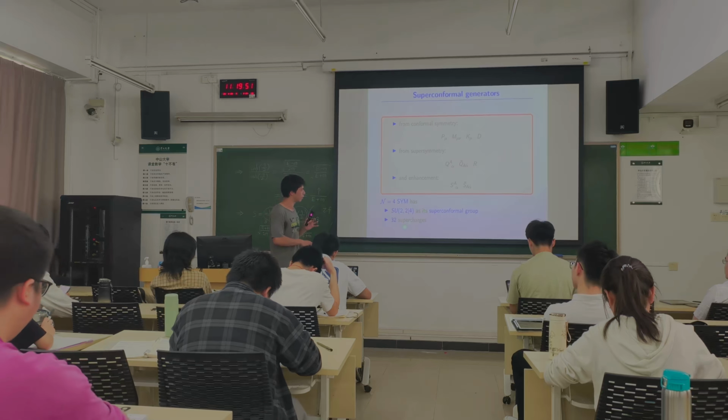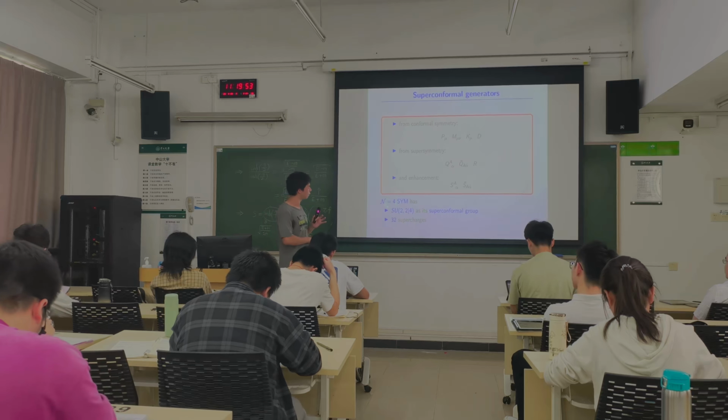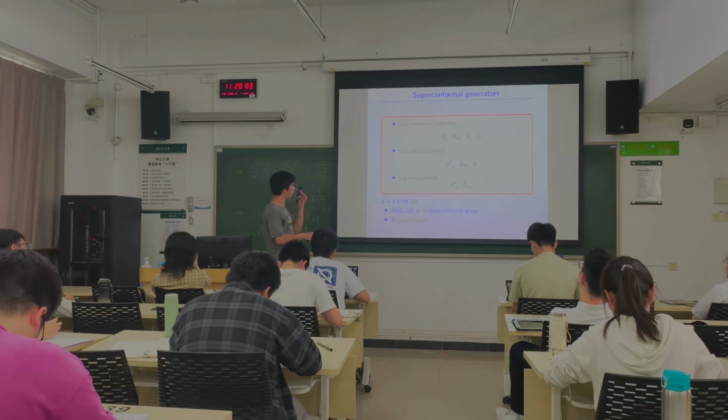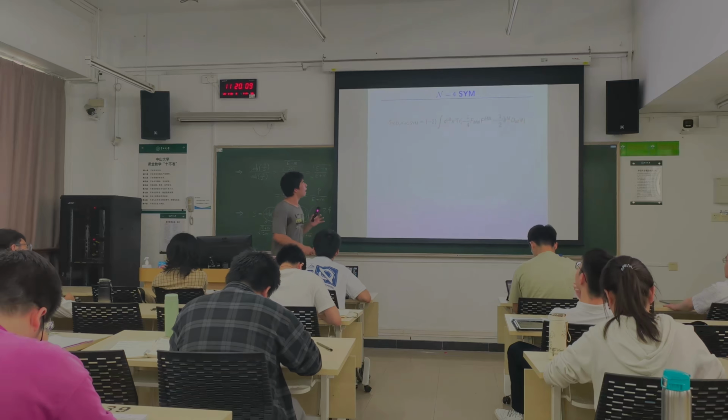And it has 32 supercharges because it has 4 Q and 4 S. Each Q has two components, because it's a Weyl spinor, and each component is complex. So Q gives you 16 supercharges and S gives 16 supercharges, and combining both, you have 32 supercharges in this theory. And then we move on to talk about n equals 4 super Yang-Mills.